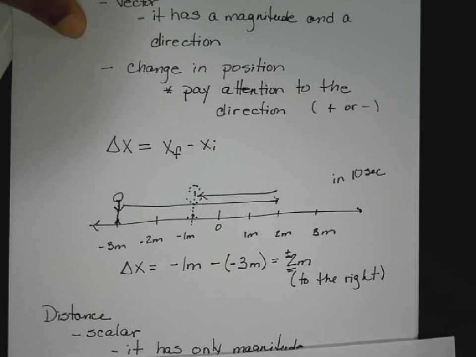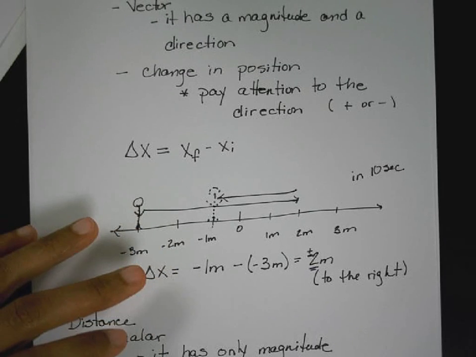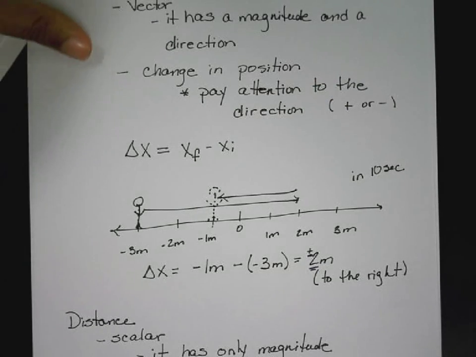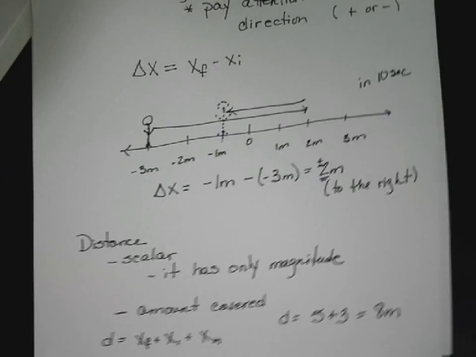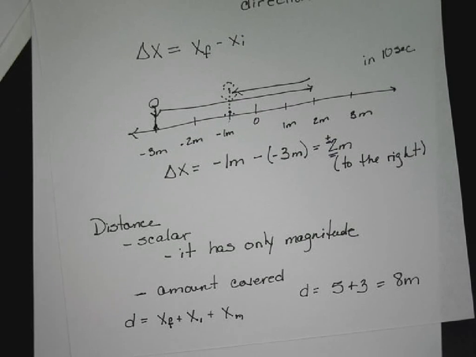So now, let's take a look at distance. Distance is a scalar, which means it only has a magnitude. It doesn't have a direction associated with it, just a size, just a number. This is a rudimentary definition, but I think it makes sense. Distance is just the amount covered. If the object moves over that amount, then you add it all together.